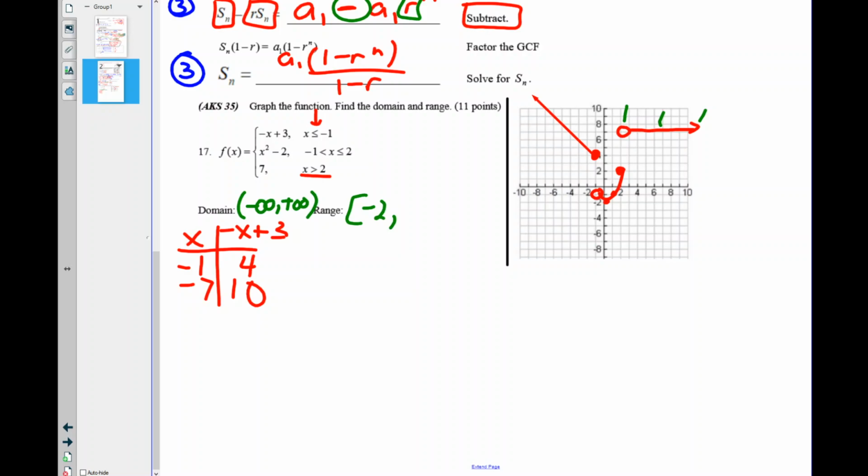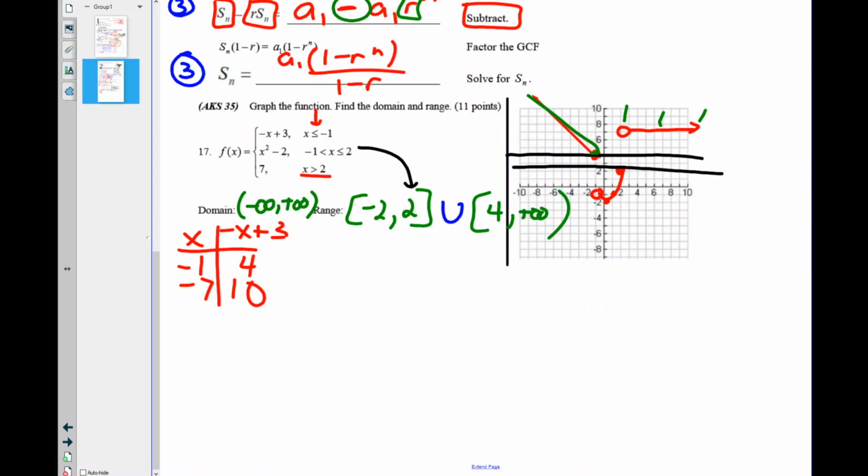Comma. How high does that piece go? Because now there is a gap. We have a gap in between here. We got to keep that in mind. So we go up as high as 2. Do we touch 2? Yes, it's closed. Union. When do we start up again? At 4. Do we touch that 4? Yes, it's closed. And how high do we go? Forever. That piece goes on forever. Positive infinity. So for that one, yeah, the two biggest issues were the middle piece and then also the range.